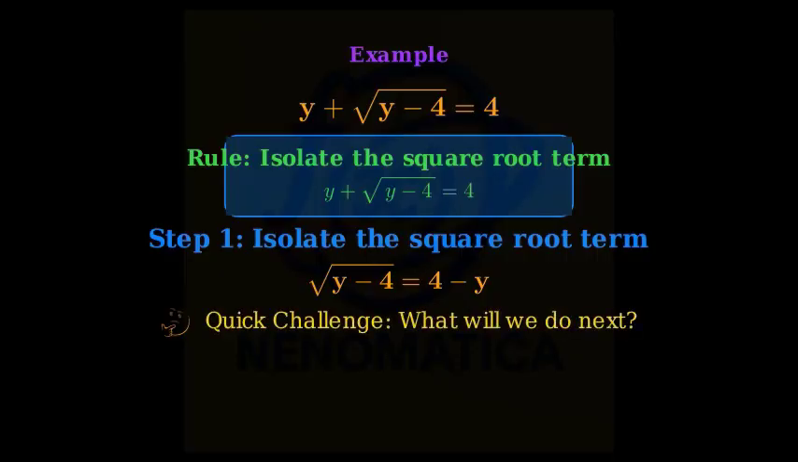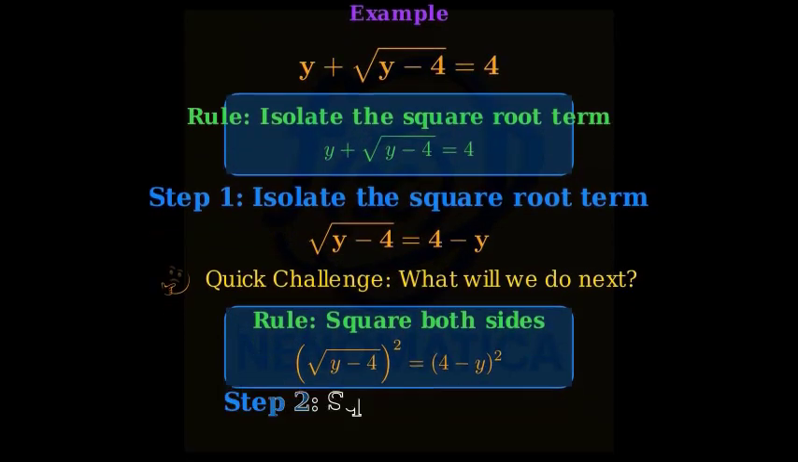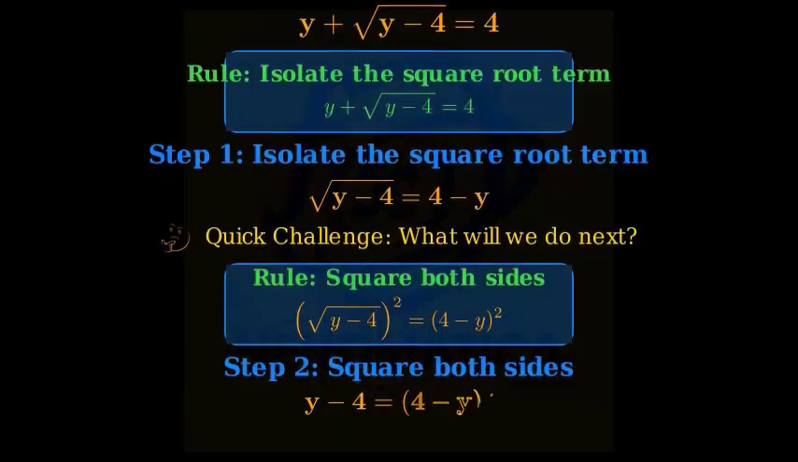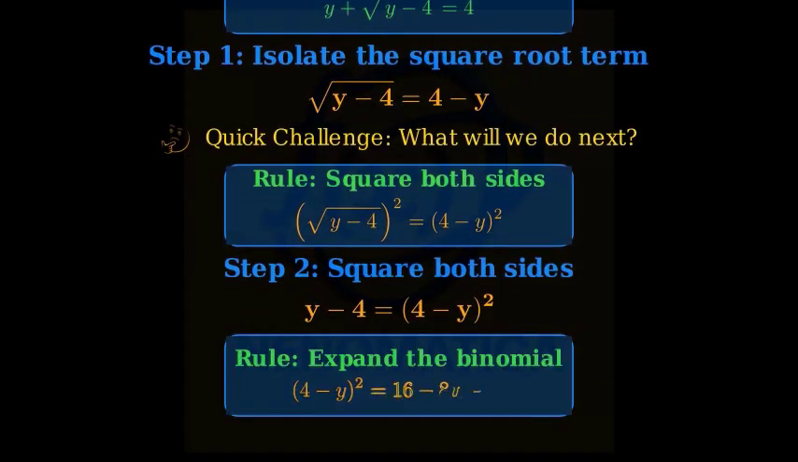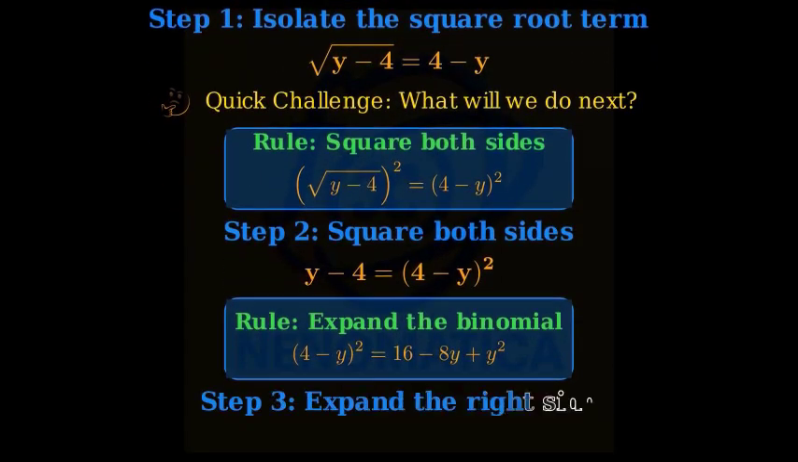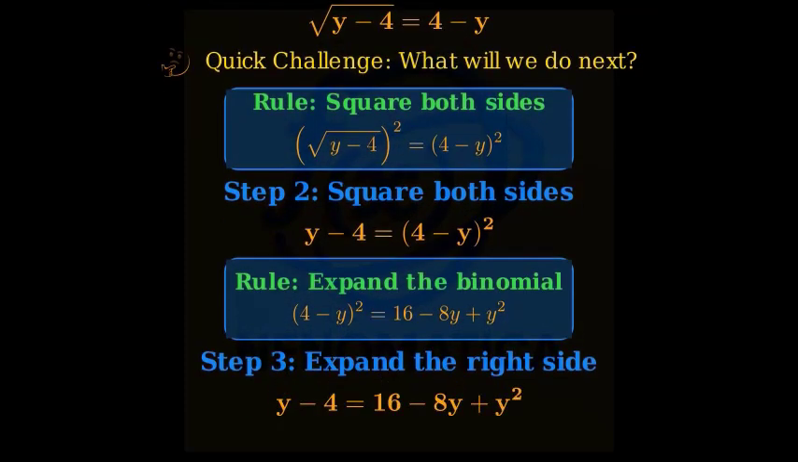Square both sides to eliminate the square root. Step 2. Square both sides. We obtain y minus 4 equals the quantity 4 minus y squared. Expand the squared binomial. Step 3. Expand the right side using a minus b quantity squared equals a squared minus 2ab plus b squared. It becomes y minus 4 equals 16 minus 8y plus y squared.